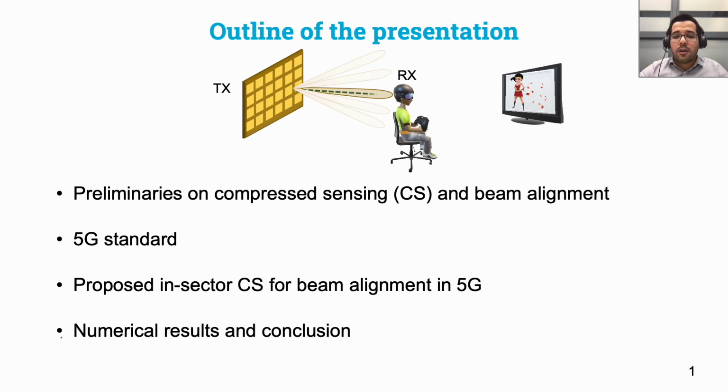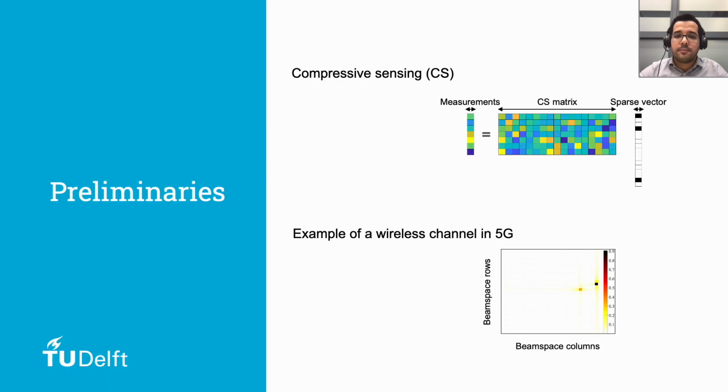Now, in this talk, I'll discuss the beam alignment problem in 5G, which is performed every 100 milliseconds on your mobile devices. I'll explain a big challenge in beam alignment and discuss how we solve this challenge through compressive sensing. Now, let's first try to understand what compressive sensing is and what is the problem that we are really looking at in 5G.